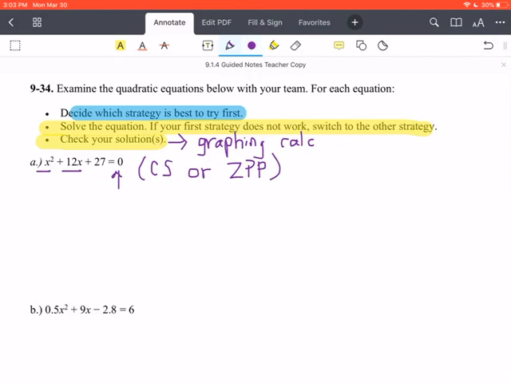Okay, now if we go to B, okay, B right away, I see a decimal. When I see that messy number, what should I turn to? The formula.